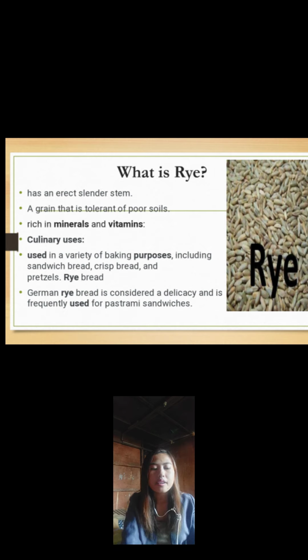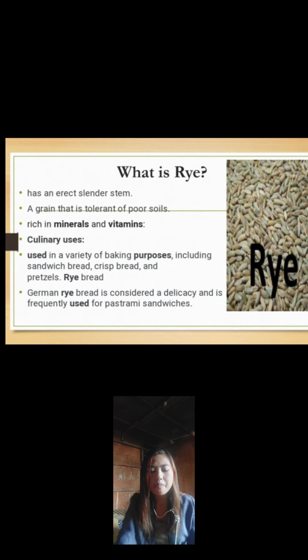And for rye, it has the structure of an even slender stem. That is the structure of the rye. And it is tolerant of poor soil, so it is grown in poor soil. Moreover, rye is a great source of minerals and vitamins. And also it has uses in culinary.